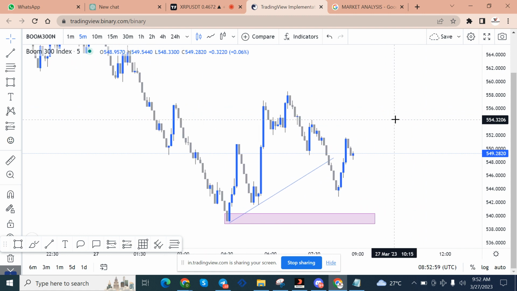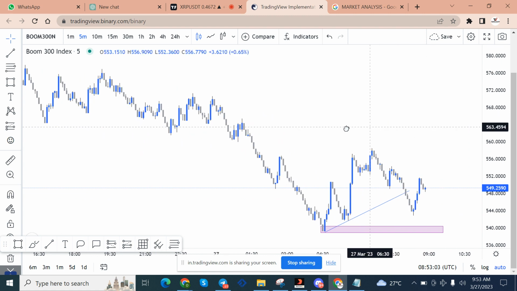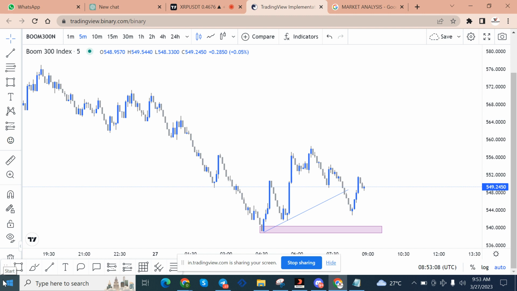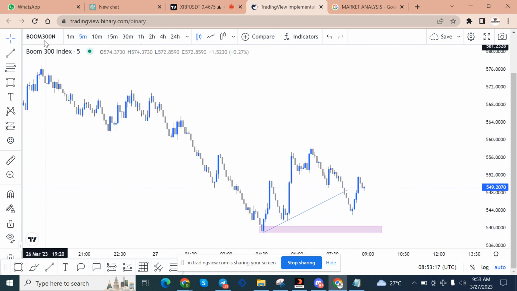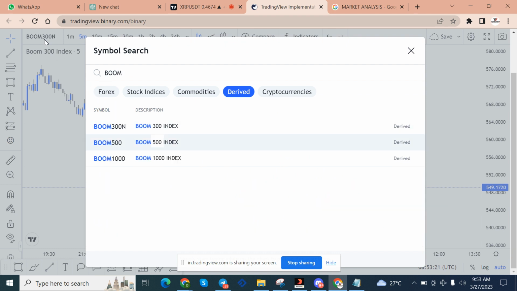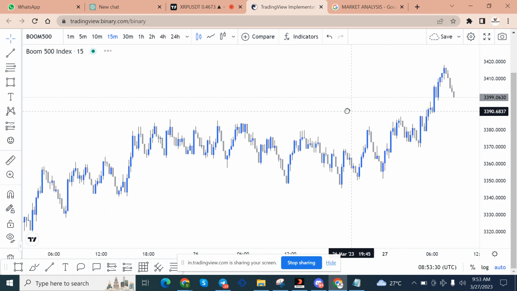So most times the truth about this market is, even if at the end of the day price doesn't get to where you intend it to go before taking your entry, don't worry, don't stress yourself about it. Just ignore and move on. So let's look at Boom 300, right? Boom 500 rather. Boom 500 is actually quite interesting because it shows a lot.